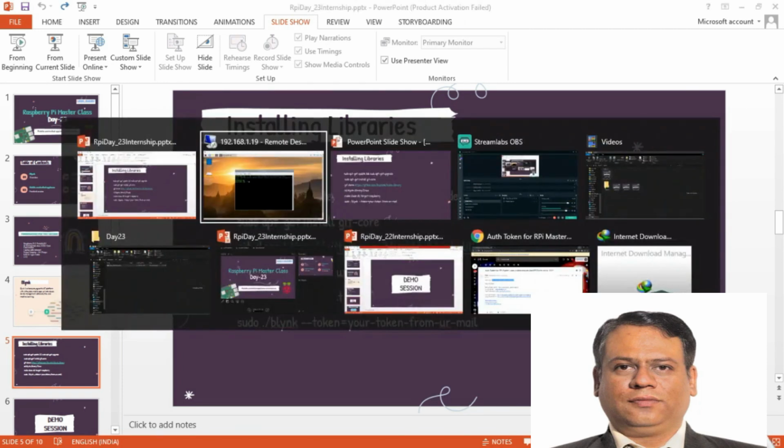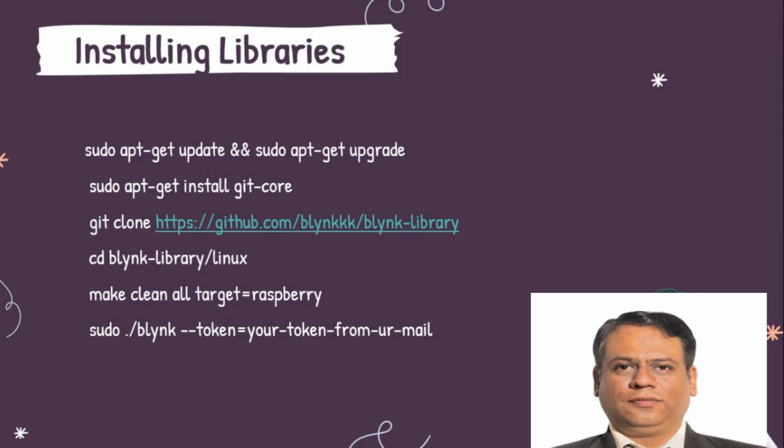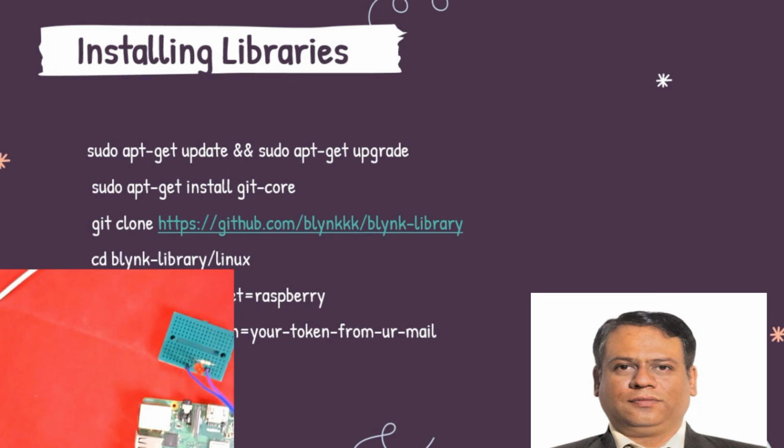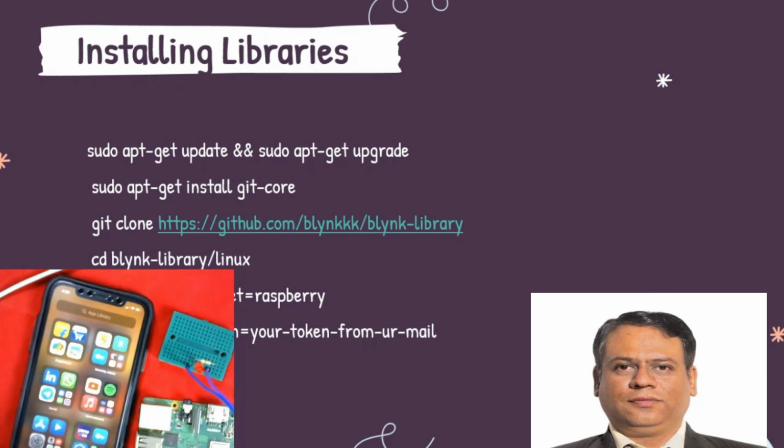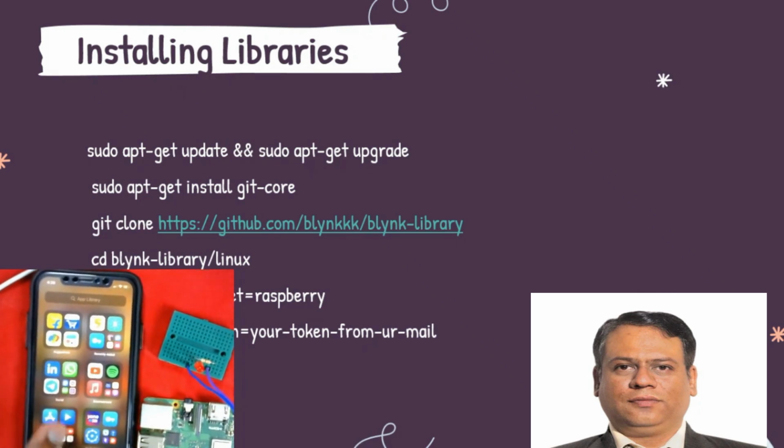For that, what you need to do is install the Blink application. The Blink application is available on your mobile phone. I'm expanding the hardware screen. Here you can see the Blink application which is present. Here I'm using iOS. This Blink application is also available for Android, you can use it too.